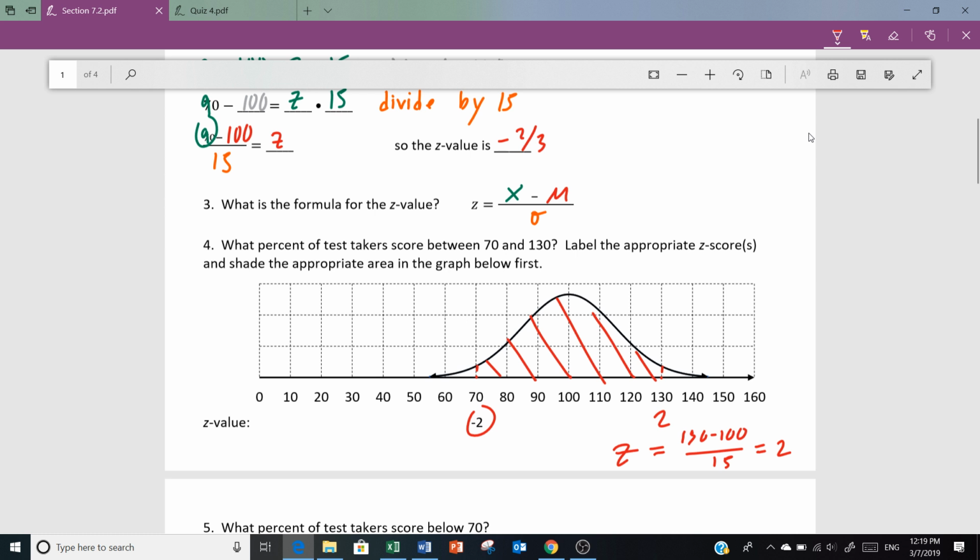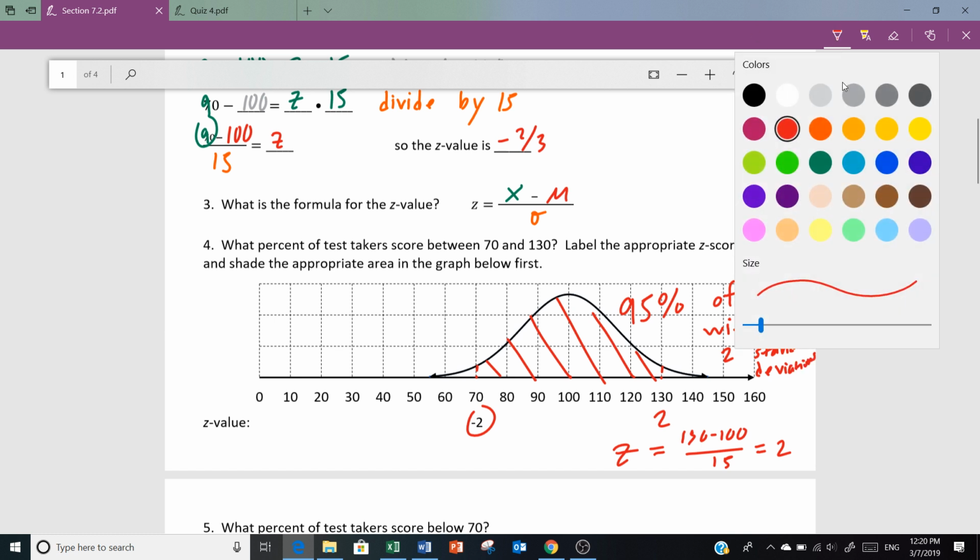Now, within 2 standard deviations, remember the z-value tells you this is 2 standard deviations above and this is 2 standard deviations below. Within 2 standard deviations is what percent of the data? Does anyone remember? 95%. So the answer is going to be 95%. So 95% of data within 2 standard deviations. So the answer is 95%. Any questions on number 4?